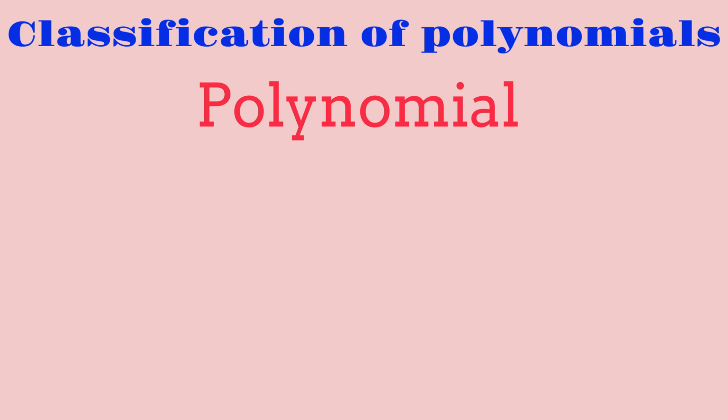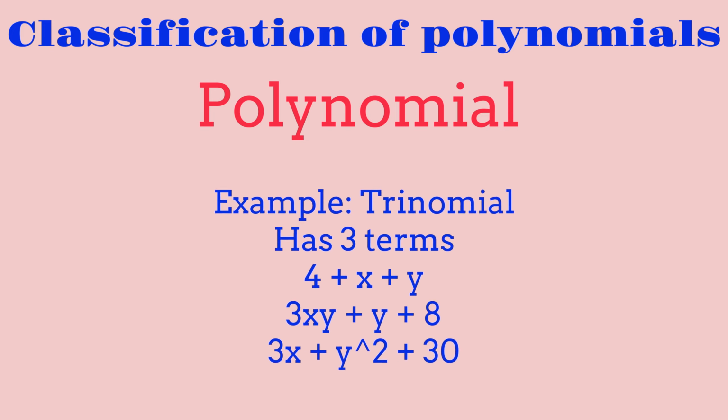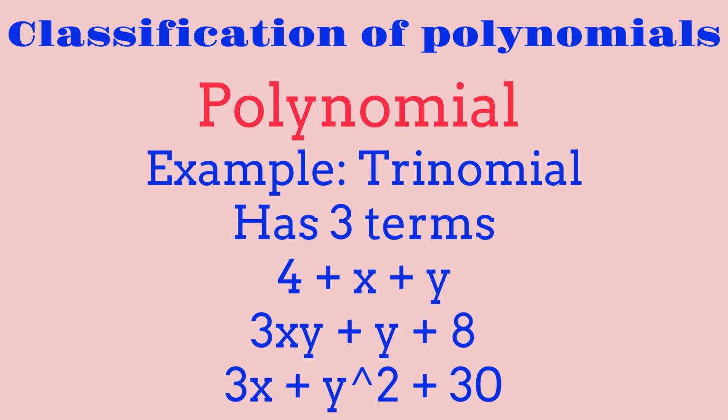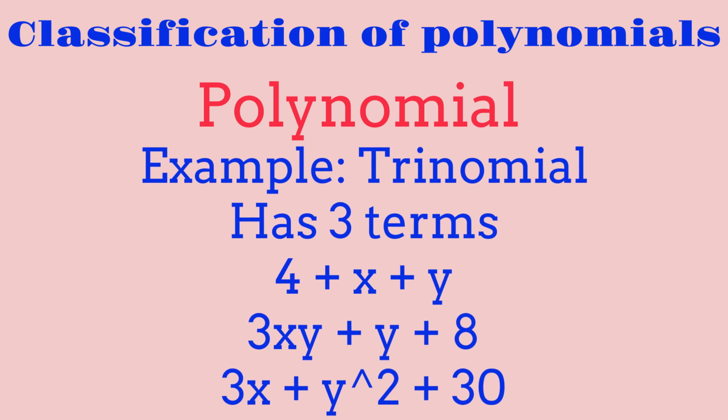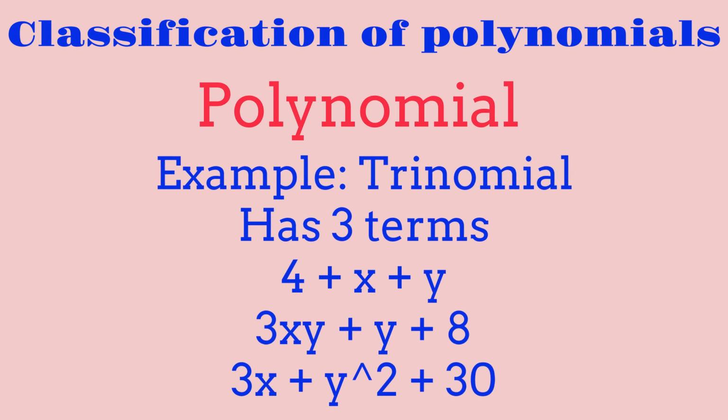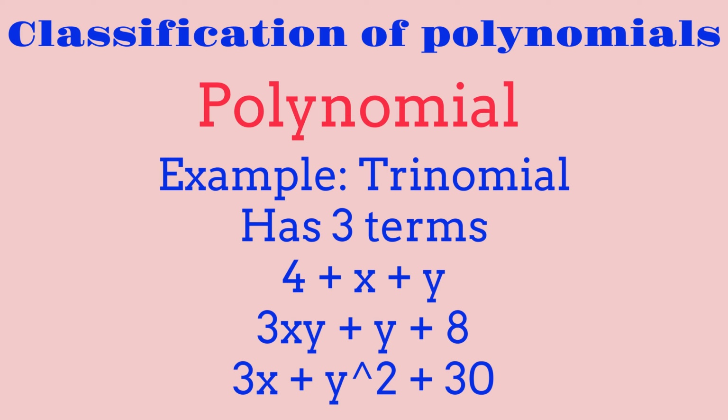So now let's look at trinomials. A trinomial has 3 terms, and for example, it could be 4 plus x plus y, or 3xy plus y plus 8, or 3x plus y squared plus 30. So it has 3 terms.